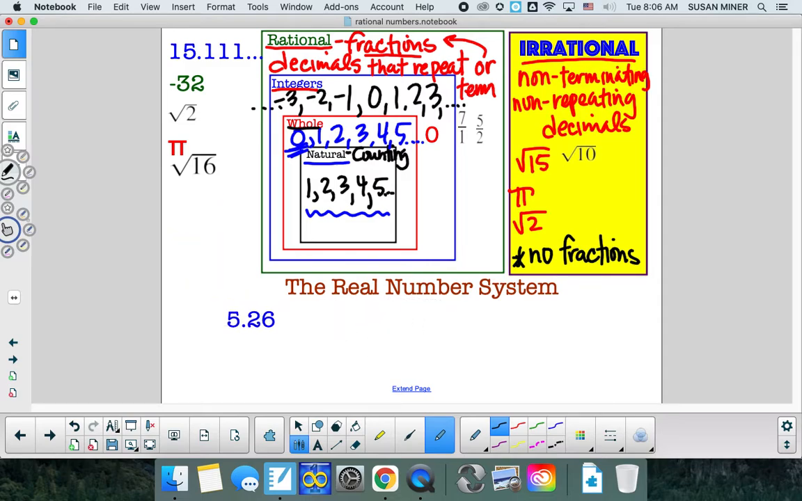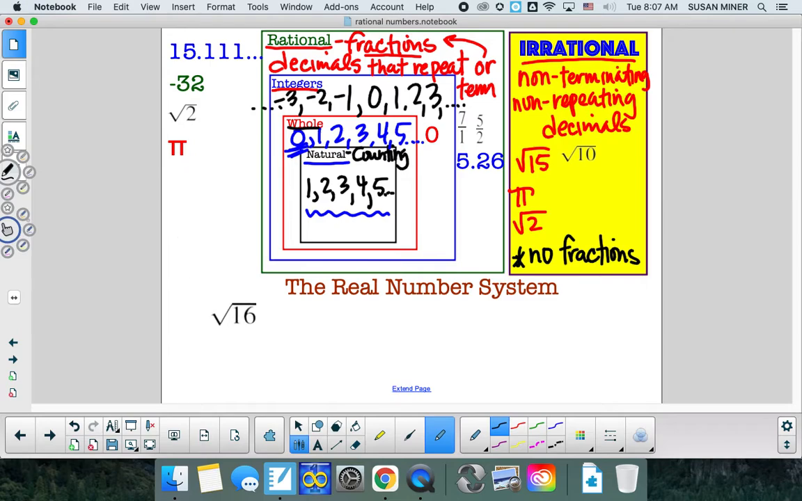What about the decimal number 5.26? Does it stop? Does it repeat? Well, it doesn't repeat, but it does have an ending point. There's no dots on the end here to indicate that it's going on and on forever. And so I'm just going to classify that as a rational number. It's a decimal number that terminates.